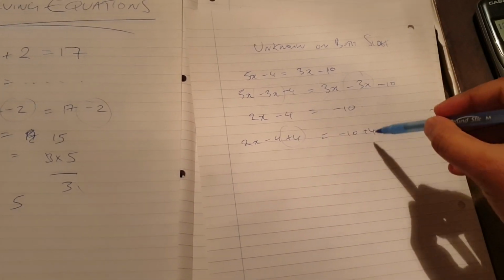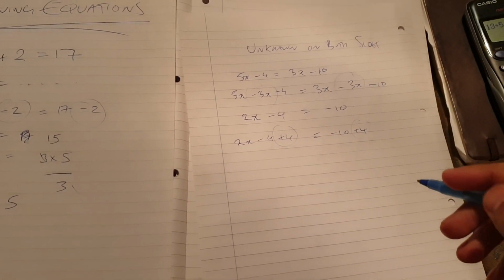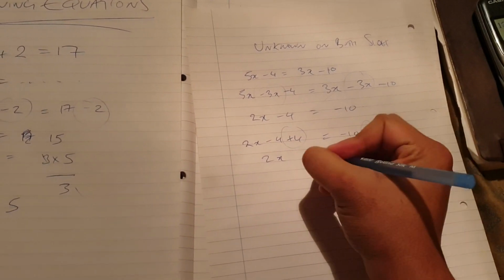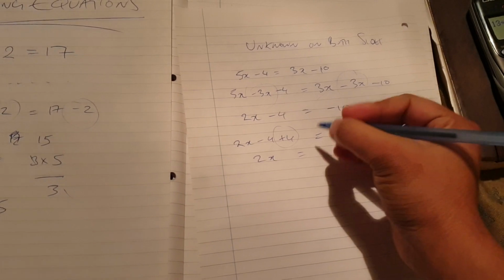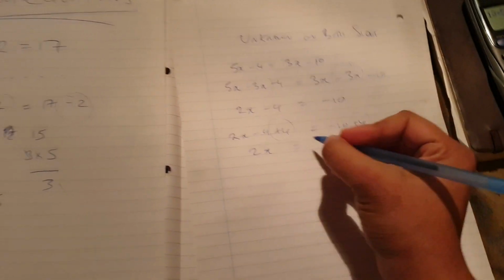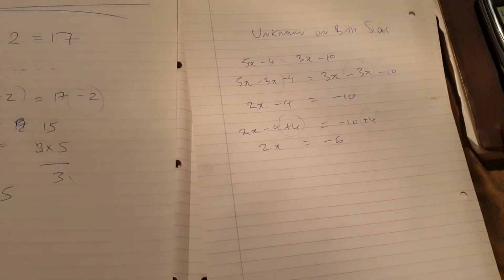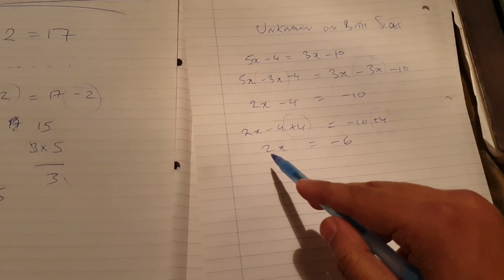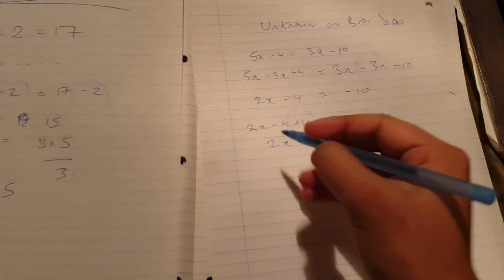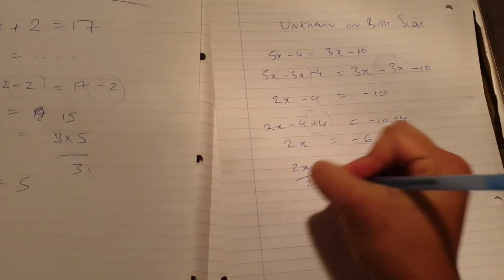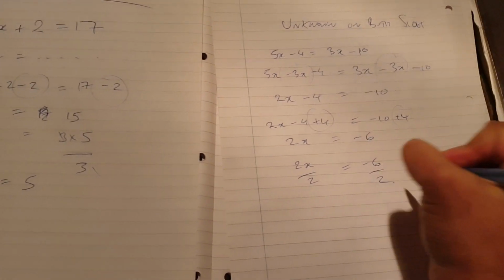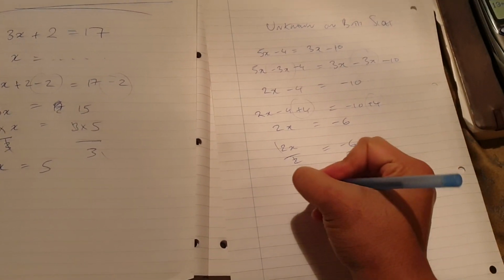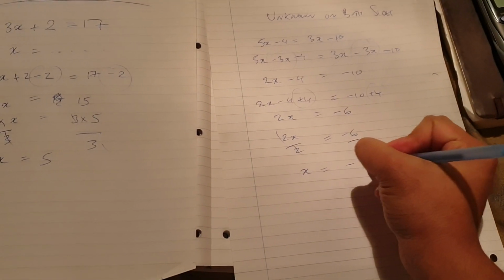So now we've added these two quantities, and that gets rid of the 4. That's 2x, which equals, what's minus 10 plus 4? You can use your calculator if you're still not certain. That's minus 6. Now, how do you get rid of the 2? We have to divide both sides by 2. So we've got 2x divided by 2 equals minus 6 divided by 2. That gets rid of the 2. Now we have x equals minus 3.